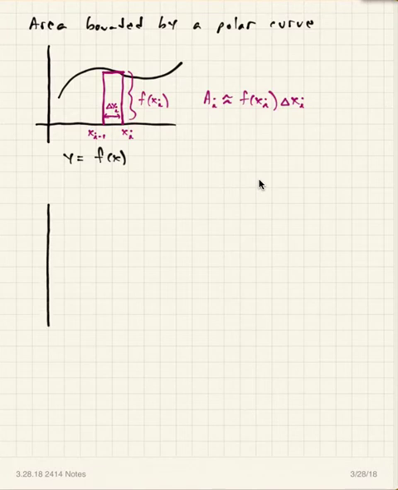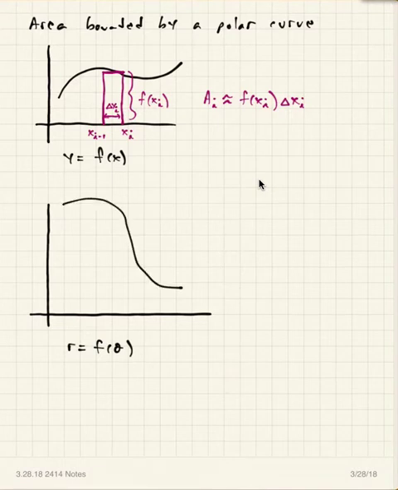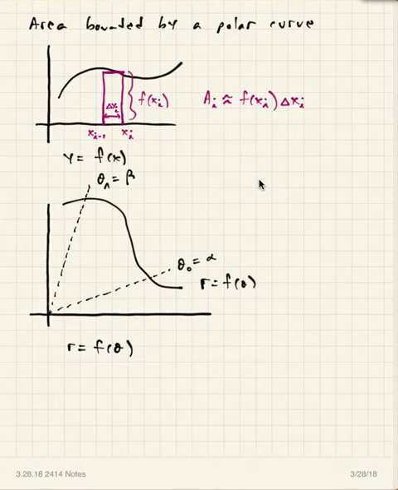So we're given a polar curve, so we're given that r is some function of theta. So here we'll say is our curve, r equals some function of theta. And let's say we want to find the area bounded by that theta value right there. We'll call that theta sub 0, and we'll call that angle alpha. This is another angle right here. We'll call that theta sub n, and we'll call that angle beta.